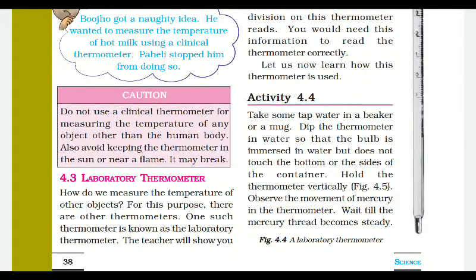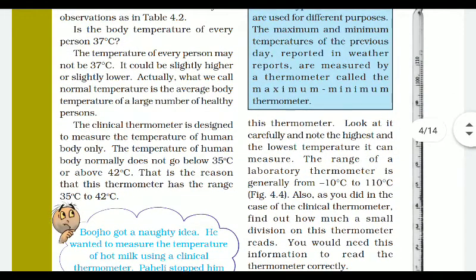Now let's talk about another thermometer, which is known as the laboratory thermometer. Other objects may have more hotness or coldness, so there are other thermometers. One such thermometer is known as the laboratory thermometer. The teacher will show you this thermometer.